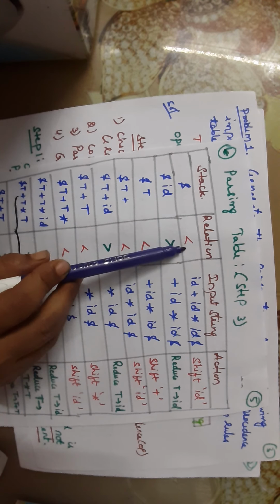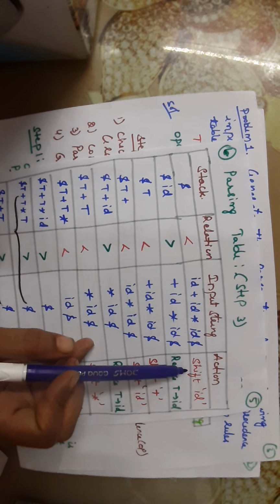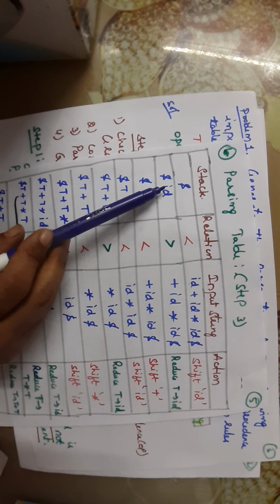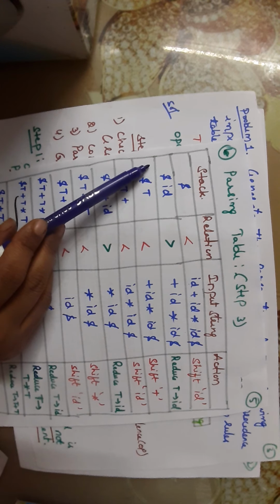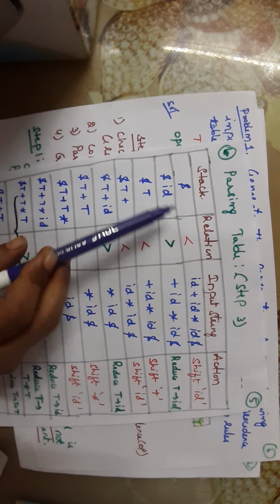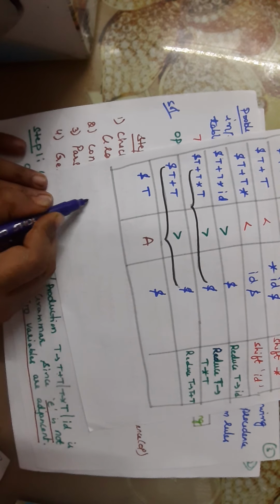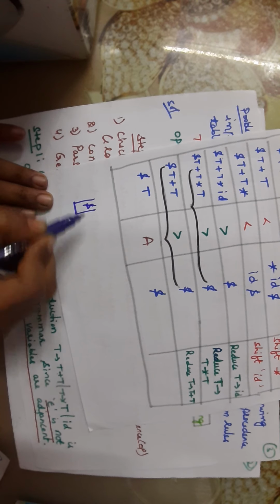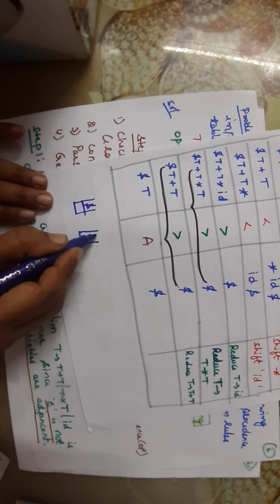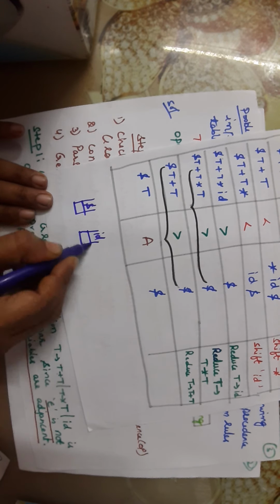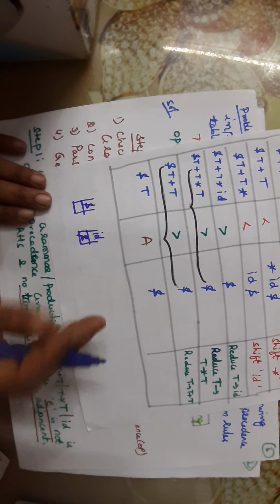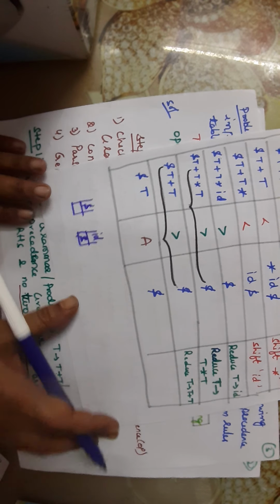Whenever the less than symbol is there, we use the shift operation. Shift id, we write. So id is pushed onto the stack. Dollar will go down in the stack and you will get id as the topmost symbol. Initially we have the dollar symbol in the stack. When we push id, we get id, and below this we have the dollar. This will be our second step when we shift it.